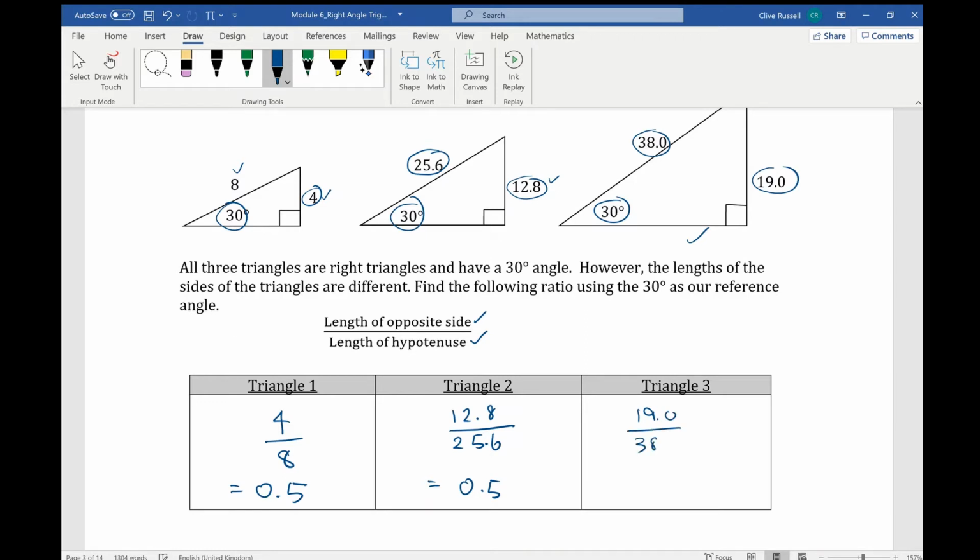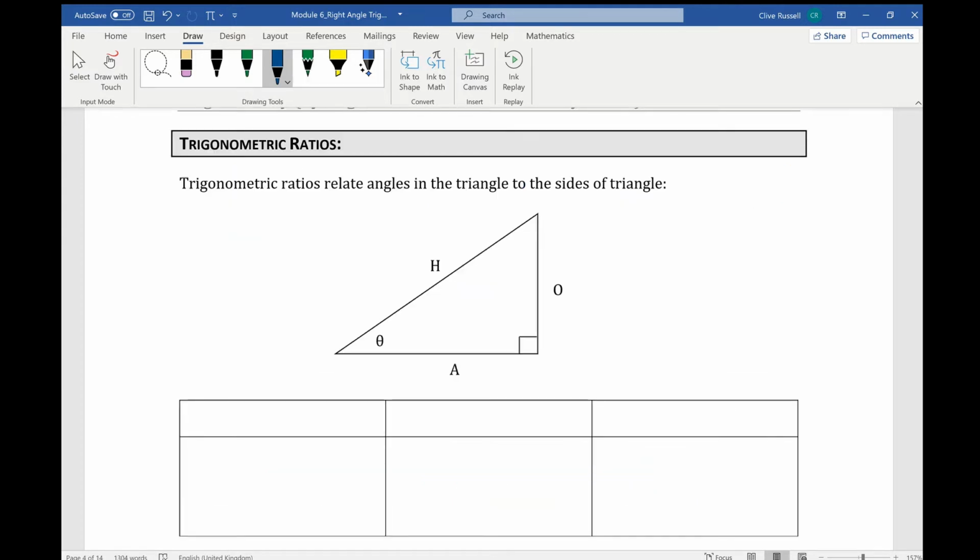Hypotenuse is 38.0. You calculate that, you get 0.5. So what it seems is that regardless what the size of the triangle is, the ratios of these opposite, hypotenuse, adjacent sides is going to be constant. So this is what we define as our trig ratios, our sine, cosine, and tangent. And we're going to be talking about that just now. So now we will discuss what we call the trigonometric ratios.